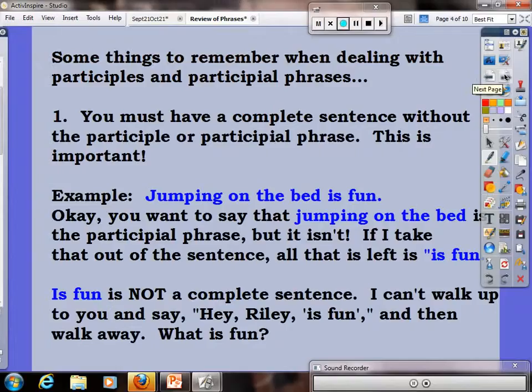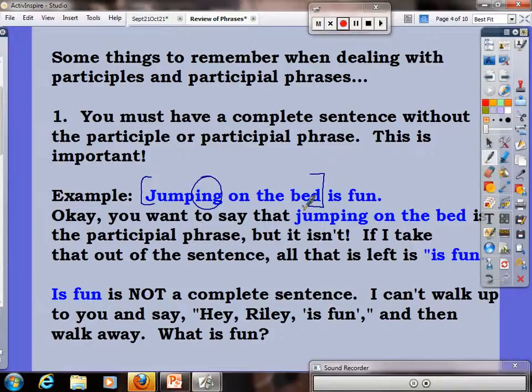Some things to remember when dealing with participles and participial phrases, you have to have a complete sentence without the participle or participial phrase. This is important. So for example, jumping on the bed is fun. Okay, we've got the ing word right here. You want to say that jumping on the bed is the participial phrase because, hey, it's got the ing, it's at the beginning of the sentence, right? That's what you told me to look for.